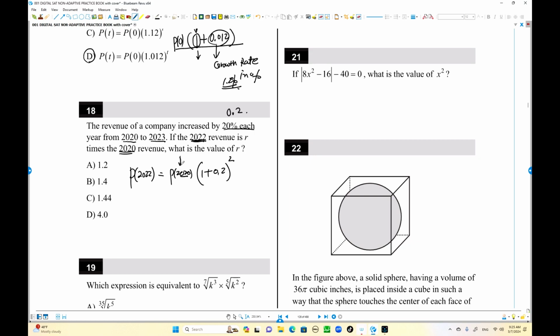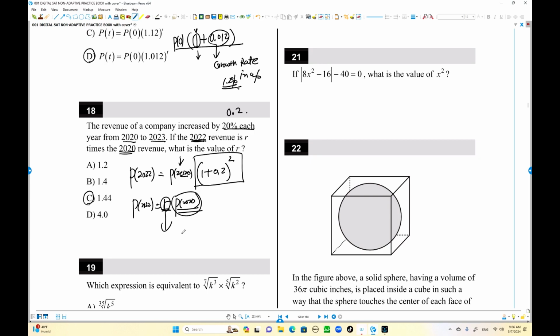From this number, this is my initial value, okay? The question is, what is the value of the bar? Take the answer: R times P 2020. That's the mean, okay? R times this number. What is the value of the bar? This value equals this one, right? So 1.2 squared is 1.44. The population in year 2022 is 1.44 times the population of 2020, okay?